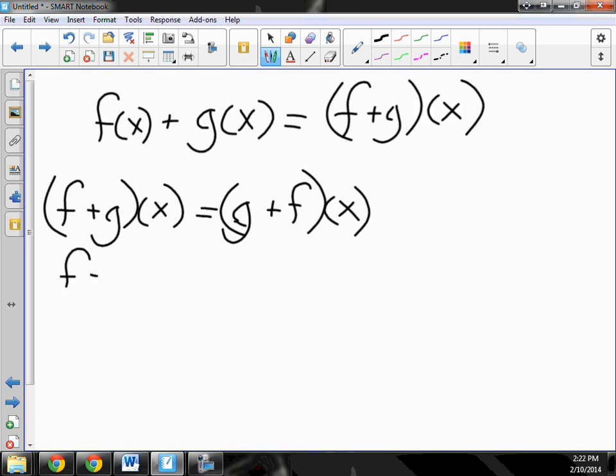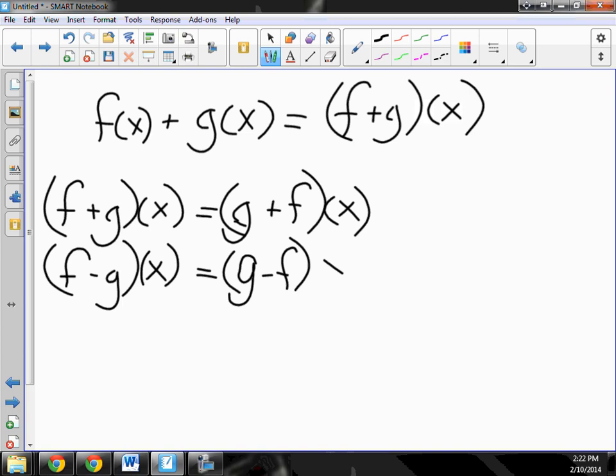Is f minus g of x the same thing as g minus f of x? No, because numbers do not commute with subtraction. It's only true if they're the same. If they're both 5, then you get 0 in both cases. So subtraction does not commute.